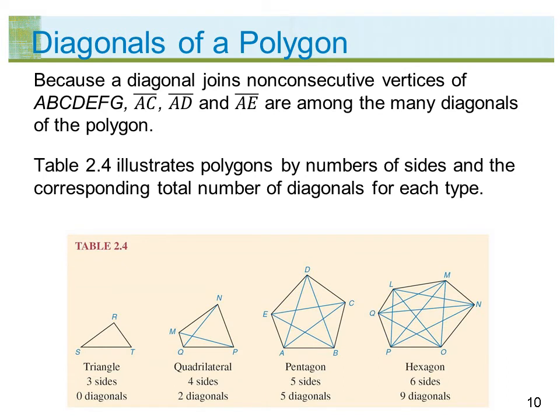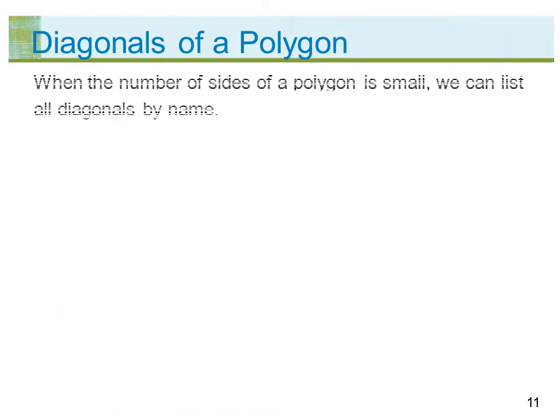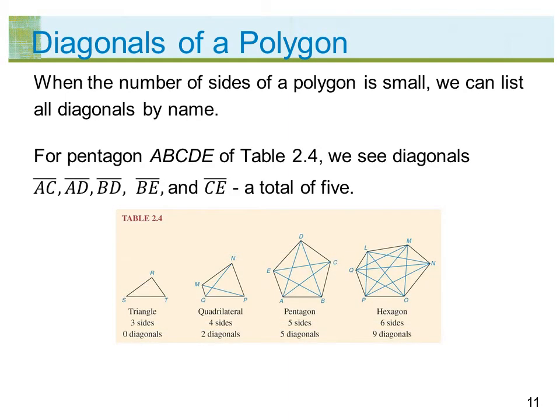Table 2.4. Triangle: 3 sides, 0 diagonals. Quadrilateral: 4 sides, 2 diagonals. Pentagon: 5 sides, 5 diagonals. Hexagon: 6 sides, 9 diagonals. When the number of sides of a polygon is small, we can list all diagonals by name. For pentagon ABCDE of Table 2.4, we see diagonals AC, AD, BD, BE, and CE, a total of 5.